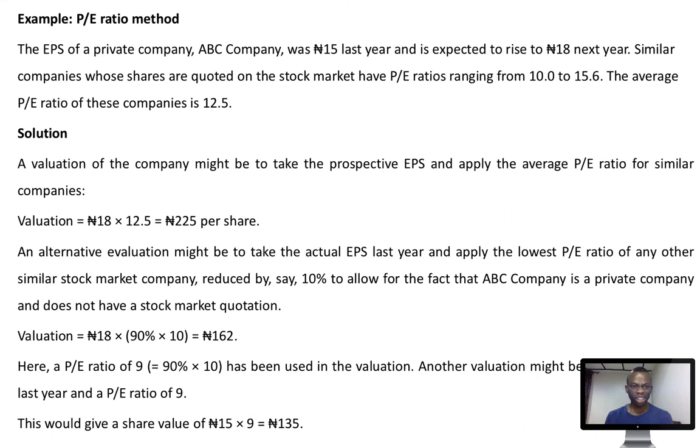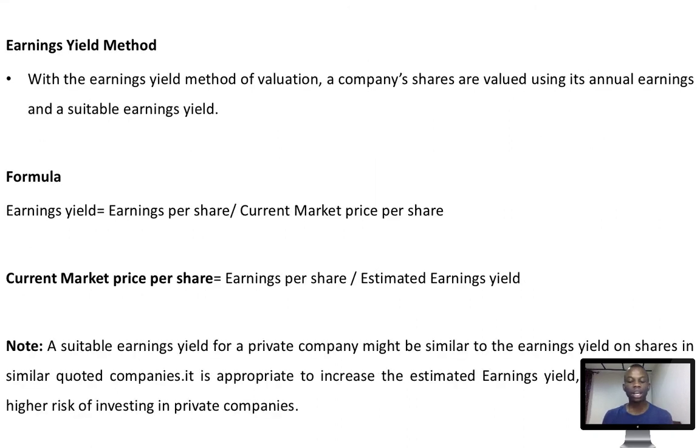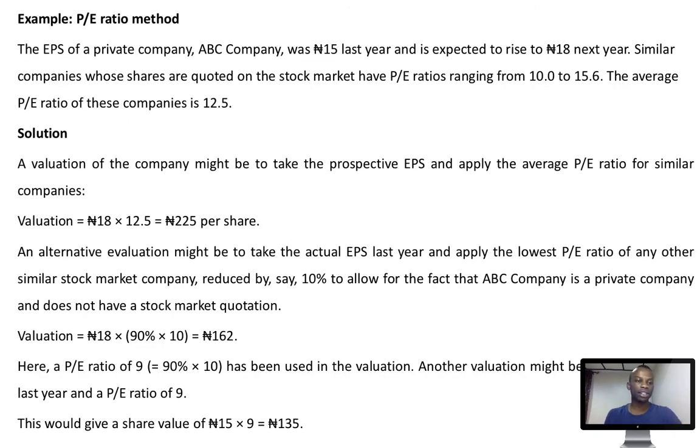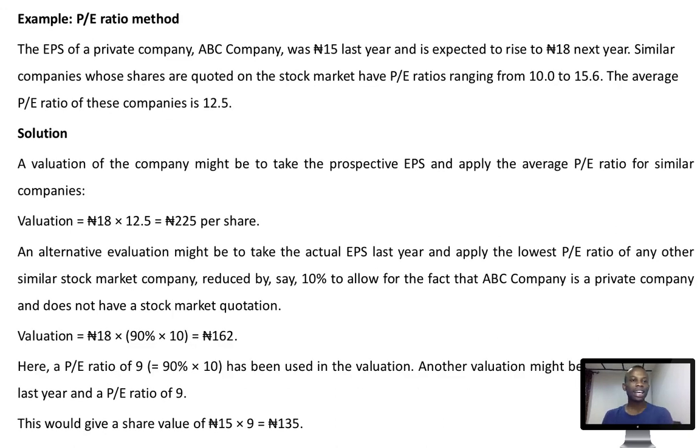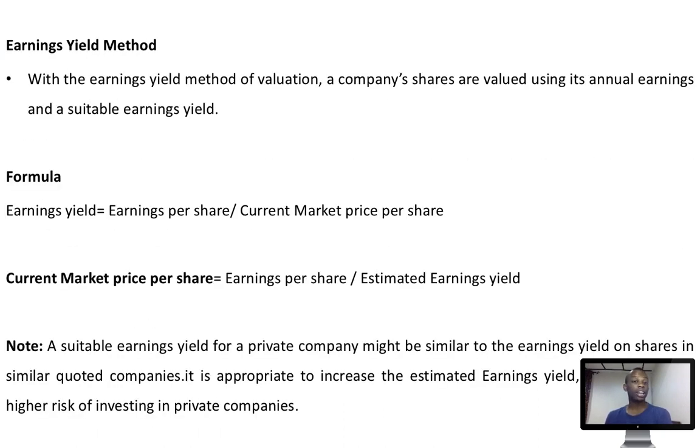Then the next one is earnings yield. Now the PE ratio is price divided by earnings, right? The earnings yield is the inverse of the PE ratio. That is, earnings yield is earnings divided by price. Earnings divided by price. That's earnings per share divided by current market price. So if you want to get the current market price from the earnings yield, you have to cross multiply, right? But you have to know that the estimated earnings yield won't be given, because there is no market price for a private company.